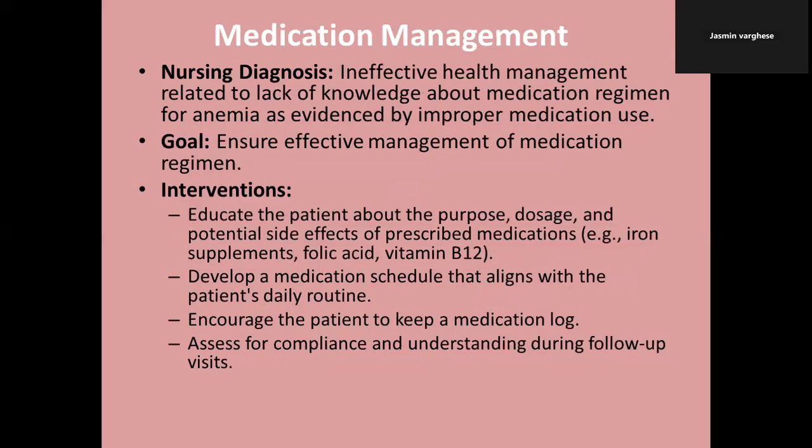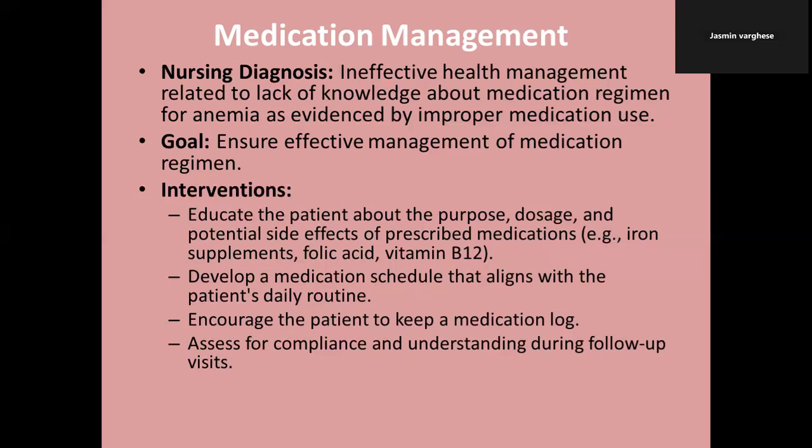Next, medication management. So for that, you can write ineffective health management related to lack of knowledge about medication regimen for anemia as evidenced by improper medication use. Goal, ensure effective management of medication regimen. Interventions include educate the patient about the purpose, dosage, and potential side effect of the medication. I mean the prescribed medication. For example, iron supplements, folic acid, vitamin D.